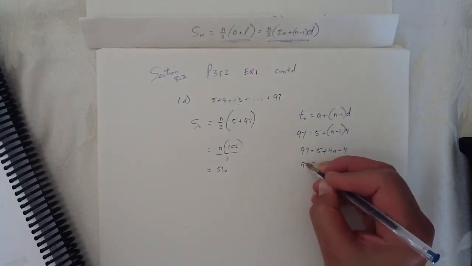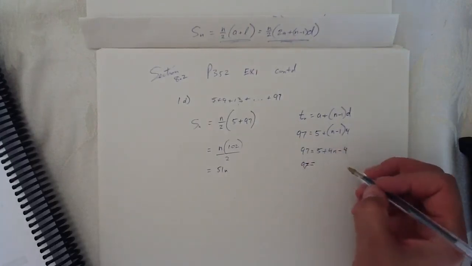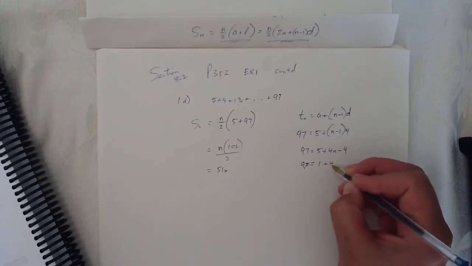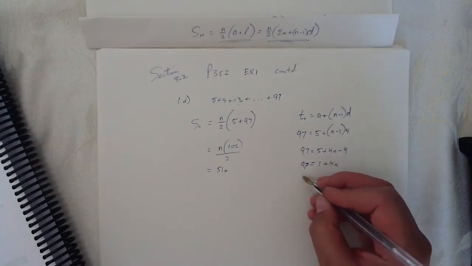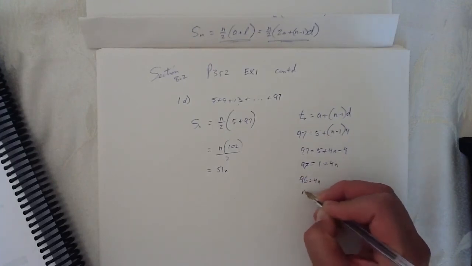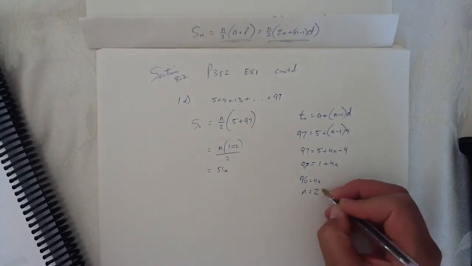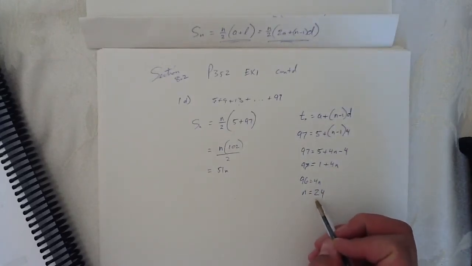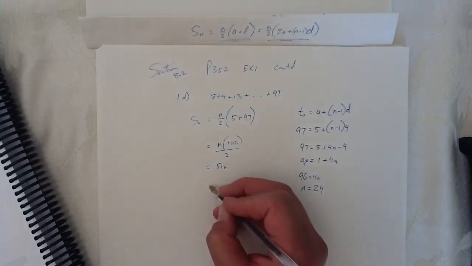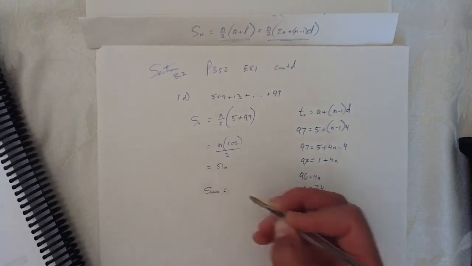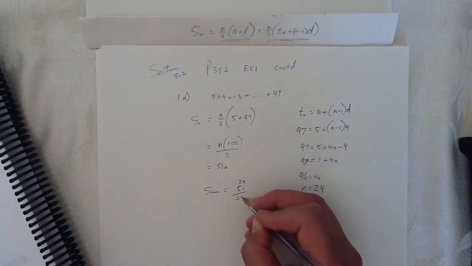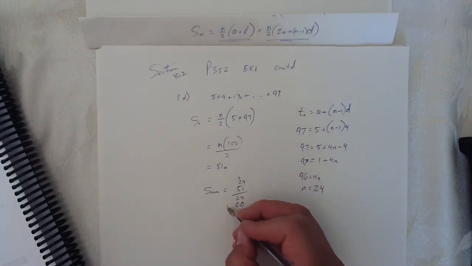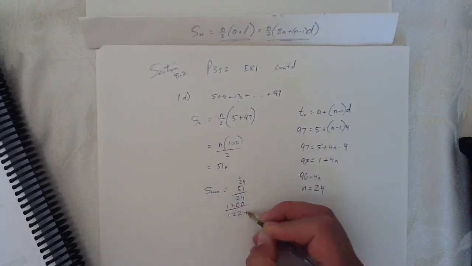97 equals 1 plus 4n. Subtract 1 from both sides. 96 equals 4n, and therefore n equals 24. And if 24 is n, then the sum equals 51 times 24, which is 1224.